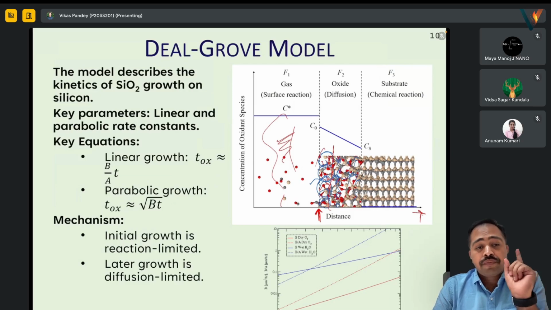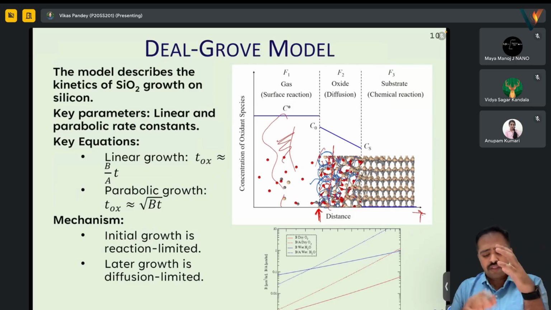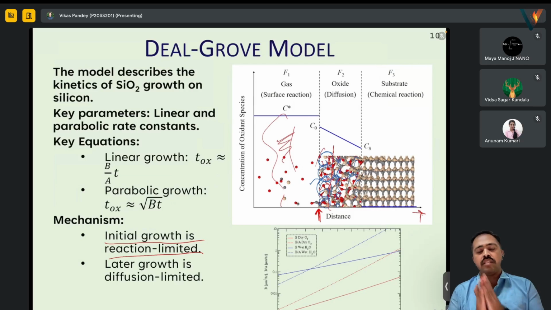So if you are not going too much into the equations, let's understand simply that the initial growth rate is reaction limited. It is simply how fast the reaction between O2 and Si will take place. That is the first part. The latter part is diffusion limited: how fast these species will diffuse in.